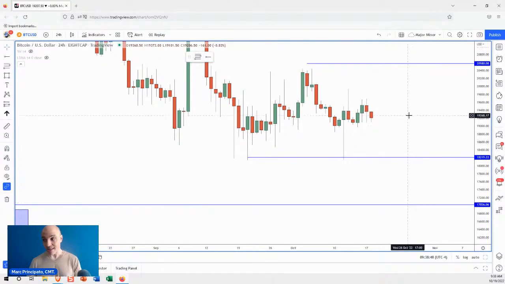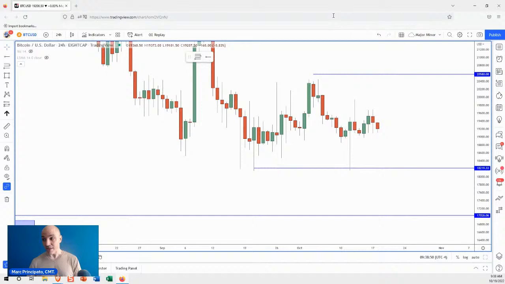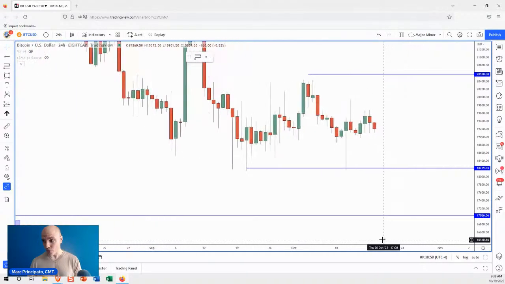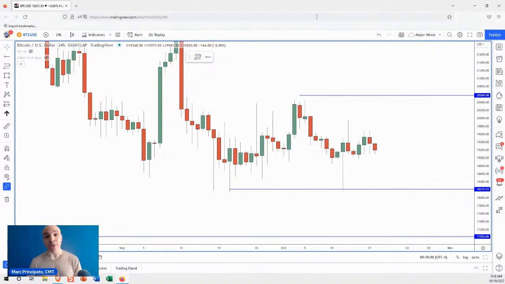I'm still targeting that area in general, even though we have not touched it yet. It's been quite some time since we've been anywhere near there, going all the way back to June. That's still a reasonable area, okay? The bullish side, there's really not much to say about it. There's no long signal.